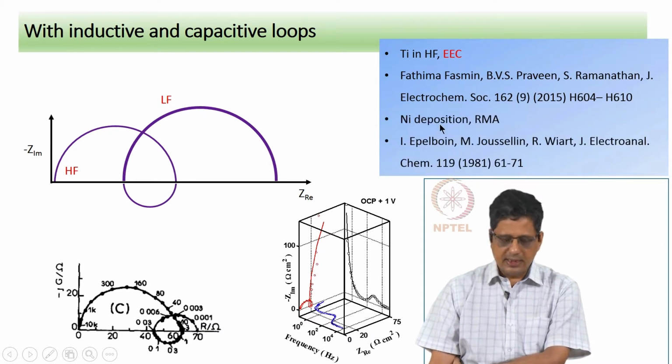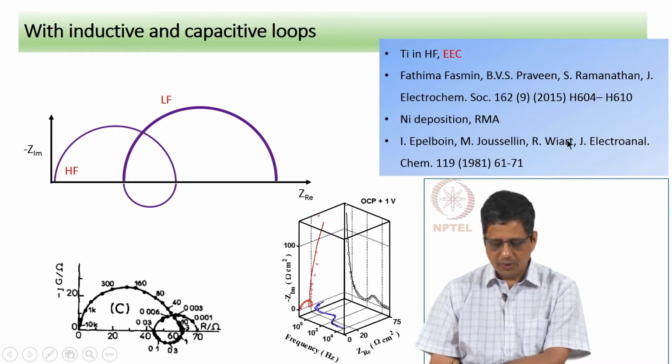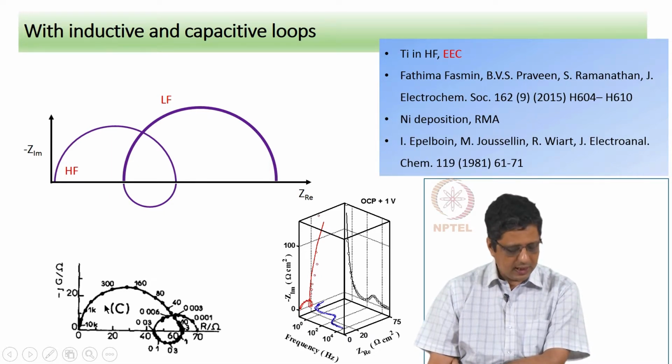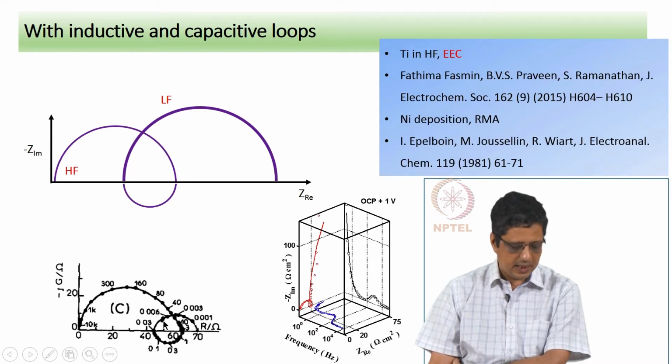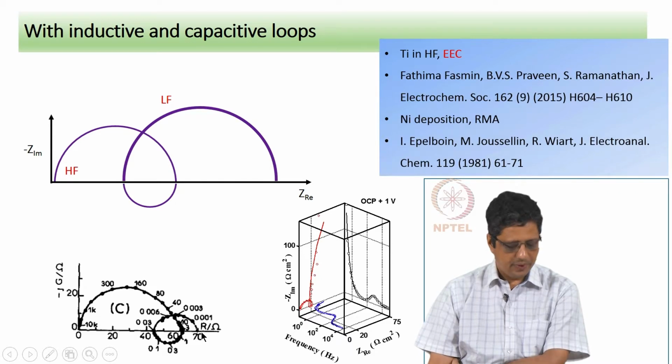Another example is nickel deposition. This is published in 1981 by the group of Professor Appelboyen, and this shows clearly capacitive loop followed by an inductive loop at the mid frequencies and a low frequency capacitive loop, and this was modeled using mechanistic analysis.